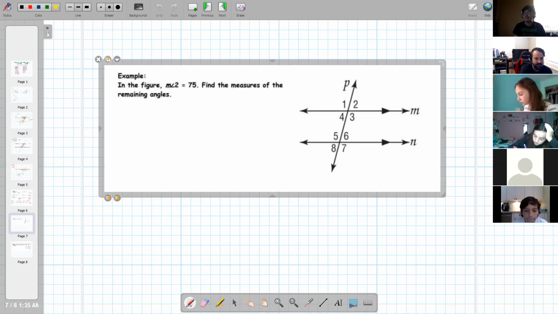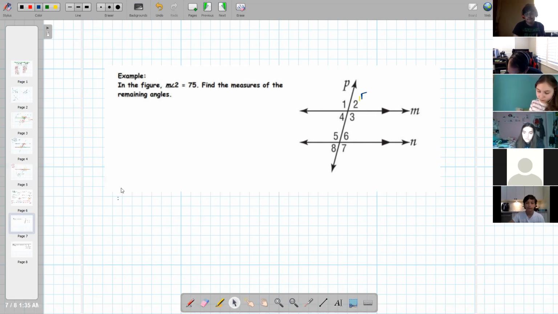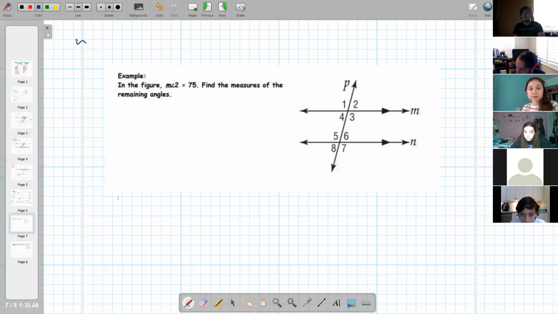Okay, that's about half of us. So let's take a look at this question. What we were given on this question was the measure of angle 2 was 75 degrees. All right, so the measure of angle 2 is 75 degrees. Can somebody tell me another angle that they were able to find based on that, and maybe more importantly, how you know that you got it correct, what vocab word you can use?